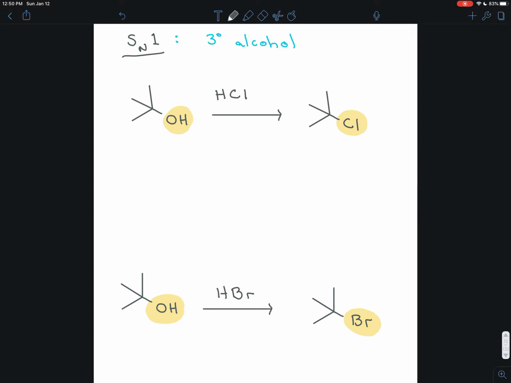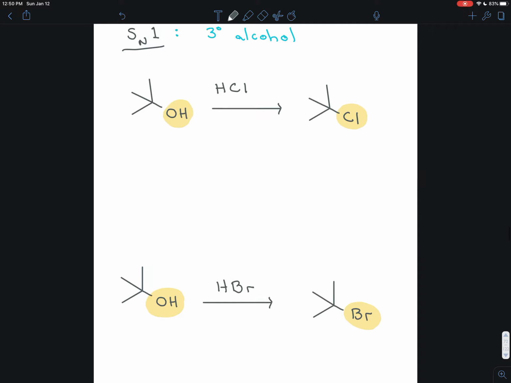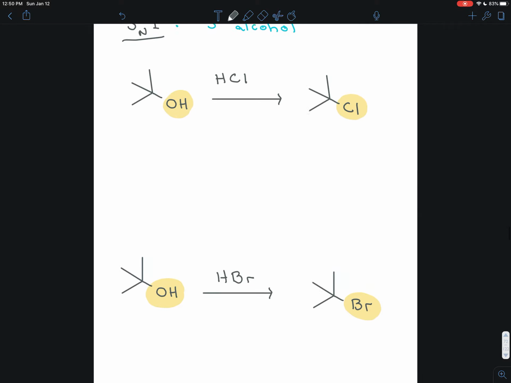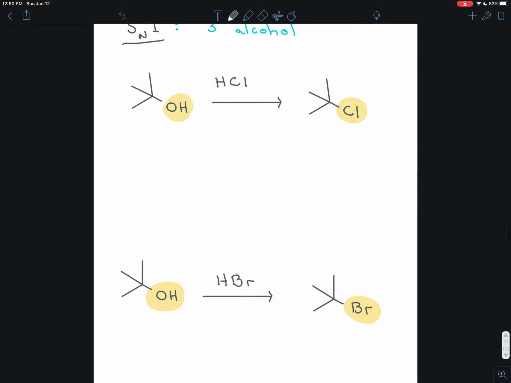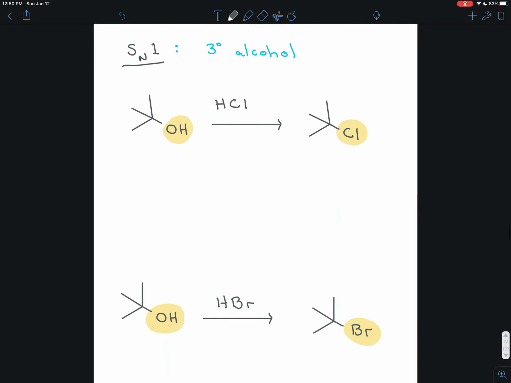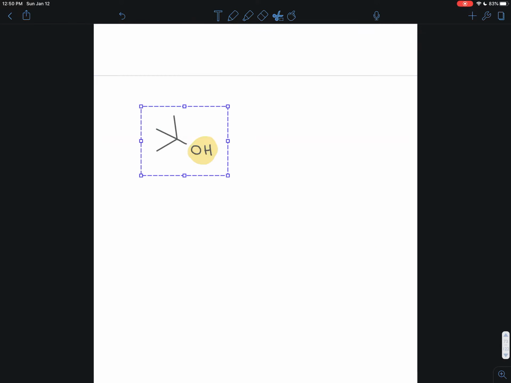So let's just quickly walk through the mechanism. The mechanism for these two is really the same. You can see that the reagents are really similar. You're just replacing a bromine with a chlorine, and you accomplish the same transformation. Let me just walk through an example of how that would work. Let's do this with a chlorine, but the bromine, the mechanism for that would be exactly the same. So we'll take this.